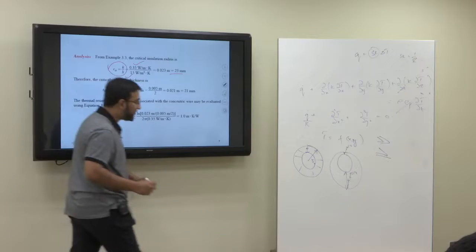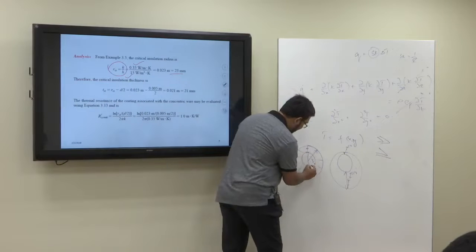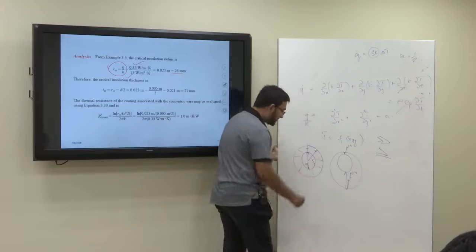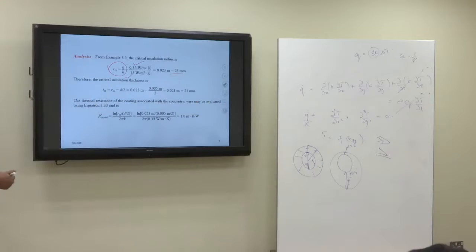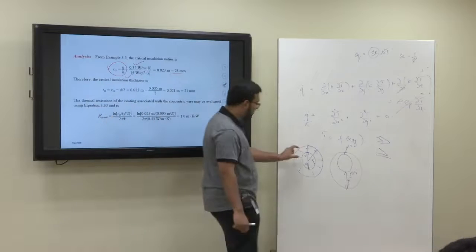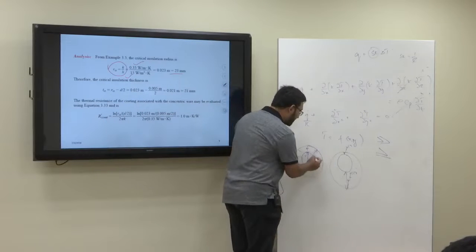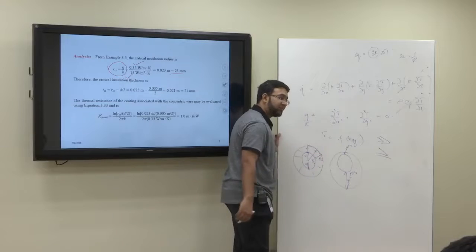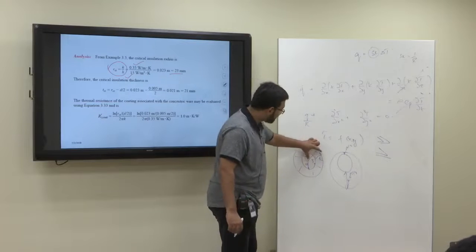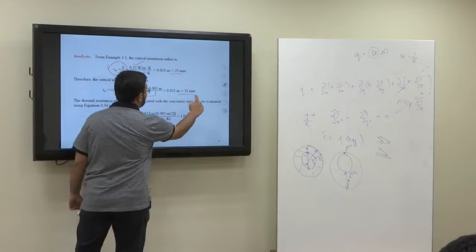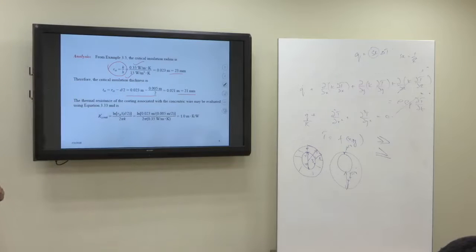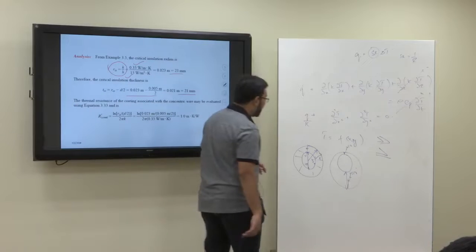It is provided to you what the diameter of this wire is. Diameter is known, that means radius is also known. So if the radius of the wire is known and the critical radius is known, we can find out the thickness of this insulation. So it's this radius minus this radius. So that will be the thickness of insulation.